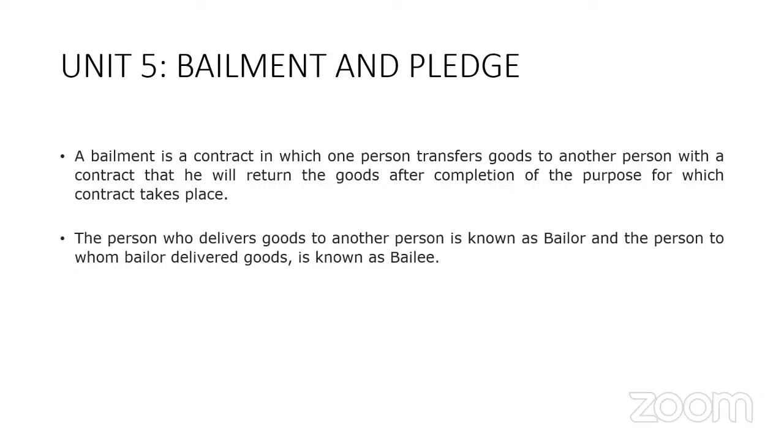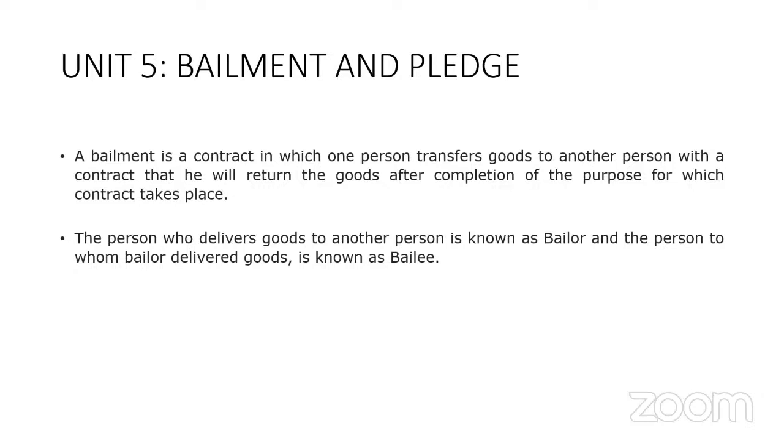Take for example, I go and give my vehicle for servicing. I hand over my vehicle to that mechanic. Why do I hand it over? Because I tell the mechanic that you have to get it repaired or you have to service it. So there is a specific purpose. And once the servicing is done, once the repairing is done, the mechanic has to return the car back to me. Right? This can be given as an example of a bailment.